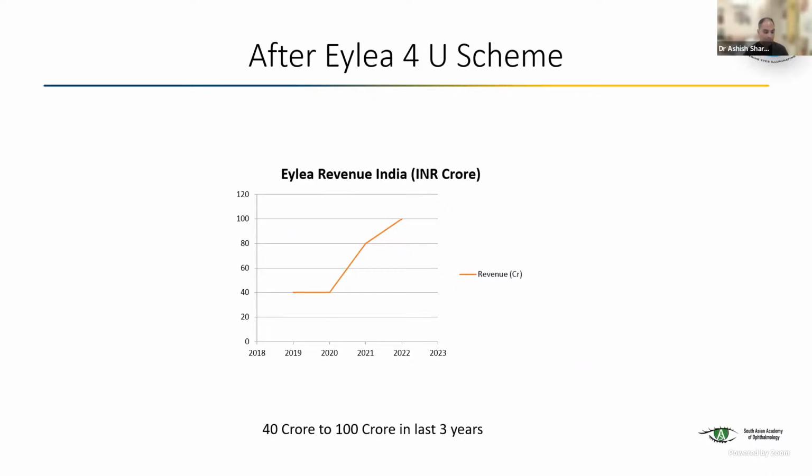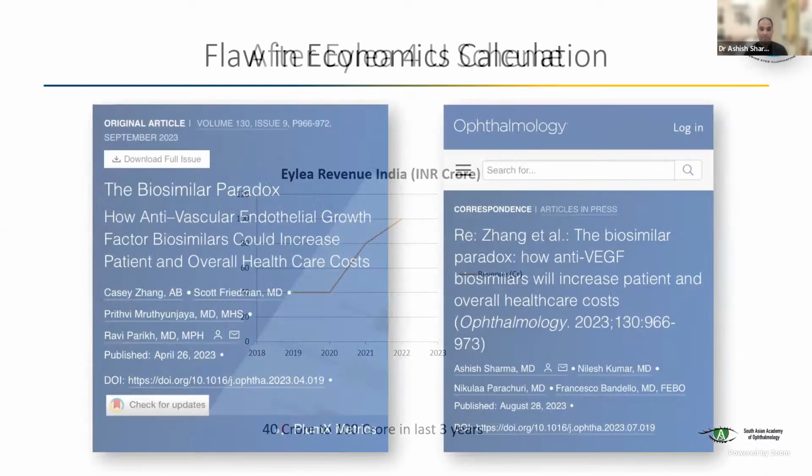As Dr. Dinesh sir was saying, about what Eylea for You has done, I have just taken this slide from the Eylea team this morning. Look at their revenue since they started the Eylea for You program. Their revenue was flat because of COVID at 40 crore, and in the last 3 years they have done more than double the revenue. It is not just the revenue we are highlighting. Revenue means injections have gone up. Revenue means our patients are willing to take it more, and compliance has increased. That is what the right economics and the right pricing have done.